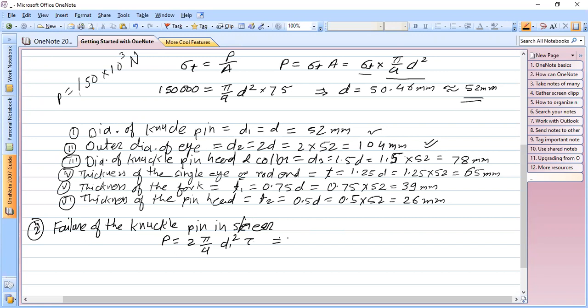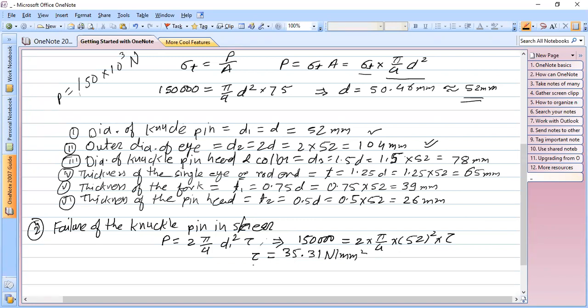How much tau will you get? Just tell me. P is equal to 2 into pi by 4 into d1, which is 52, whole square, into tau. Now tell me, tau is equal to how much are you getting from here? Just tell me the tau value. 35.31 Newton per mm square. Okay, it is coming out 35.31 Newton per mm square.